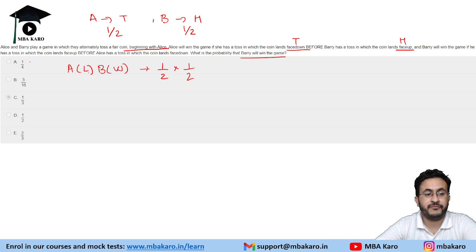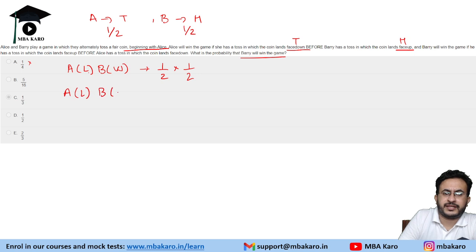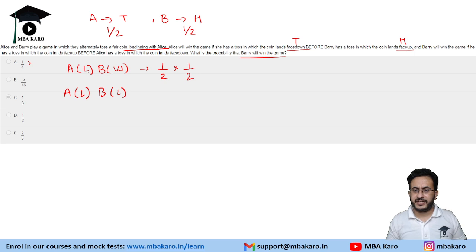But that does not become 1 by 4 as the answer. Why? Because it might happen that Alice loses and Barry also loses the game. What if Barry does not get a head? Barry gets a tail. So the game will continue to be played, right?